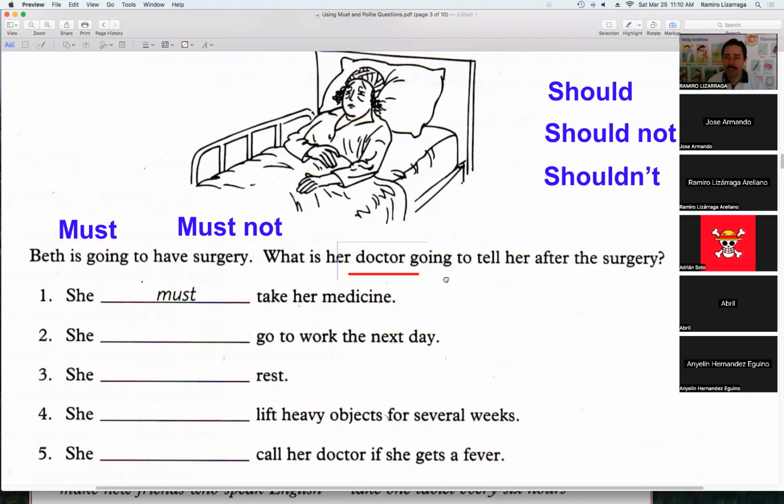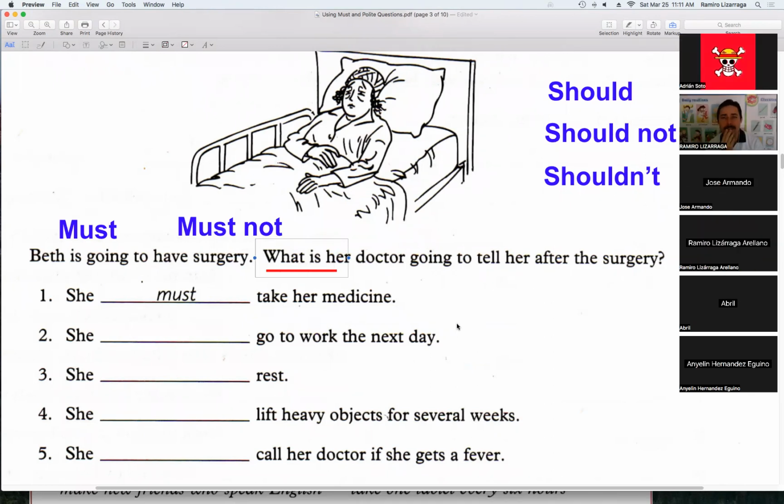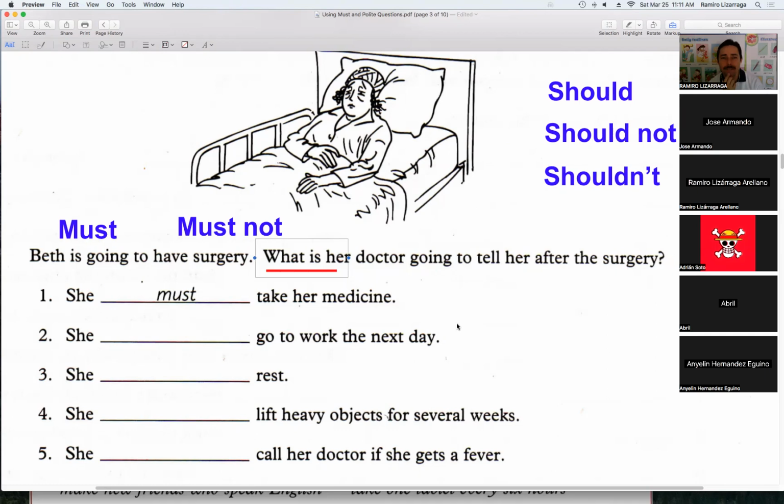Says, what is her doctor going to tell her after the surgery? A ver, ¿alguien me puede interpretar la pregunta en español? What is her doctor going to tell her after the surgery? ¿Quién me la interpreta, por favor? ¿Adrián? Pues podría ser, ¿qué le va a decir su doctor después de la cirugía? Así es. Pues vamos a ver qué le van a decir, qué les parece.